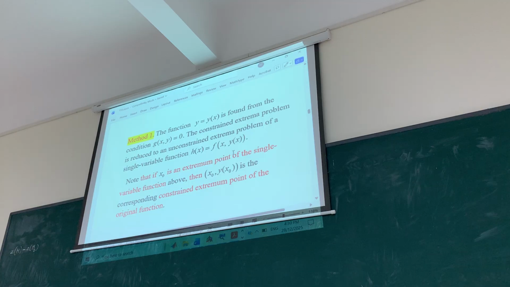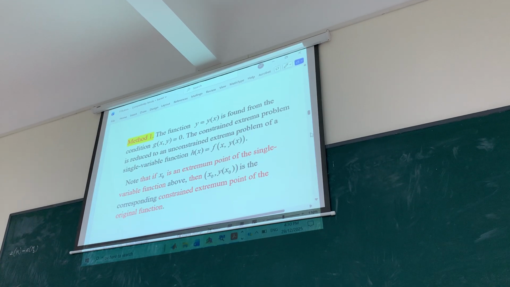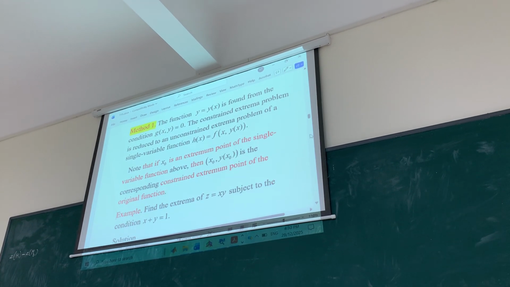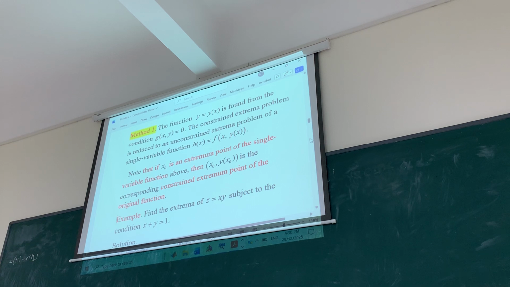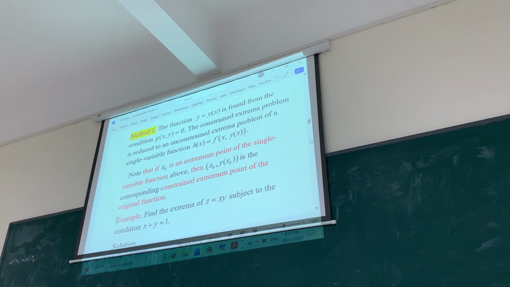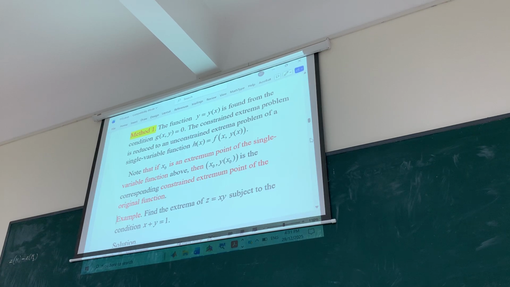Okay, to elaborate on method 1, I give you an example. Find extrema of the function g equals x times y, subject to the condition x plus y equals 1.